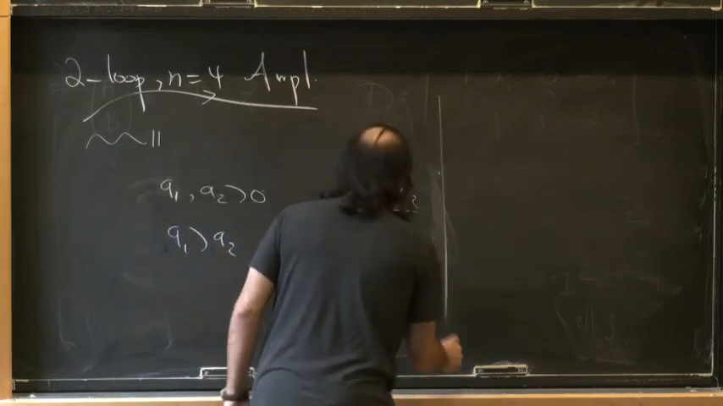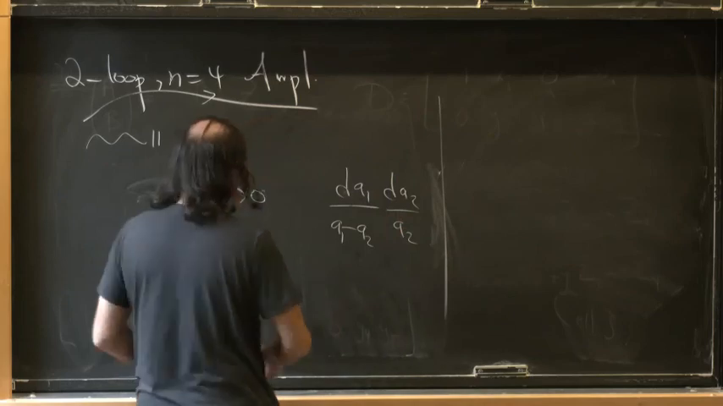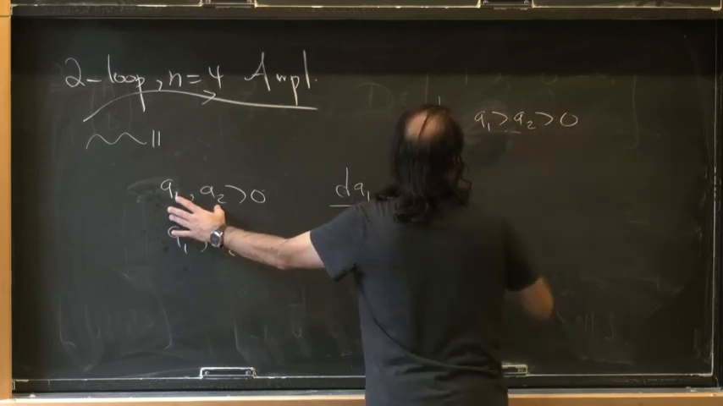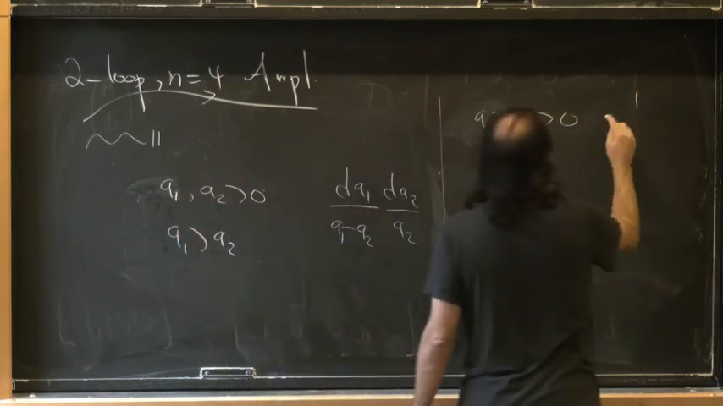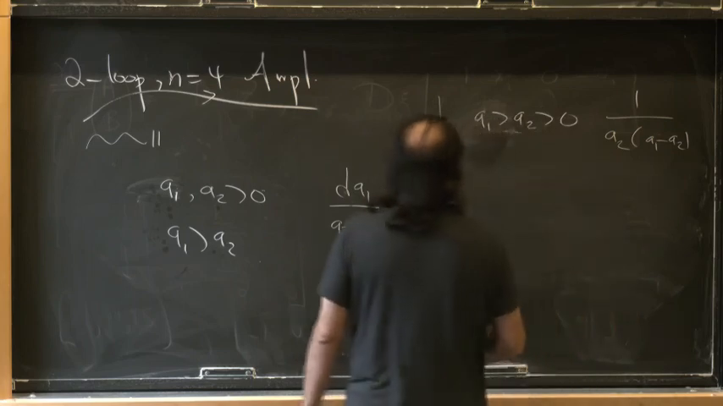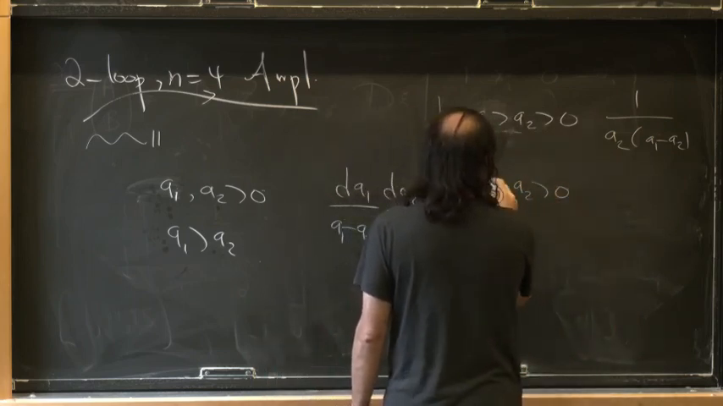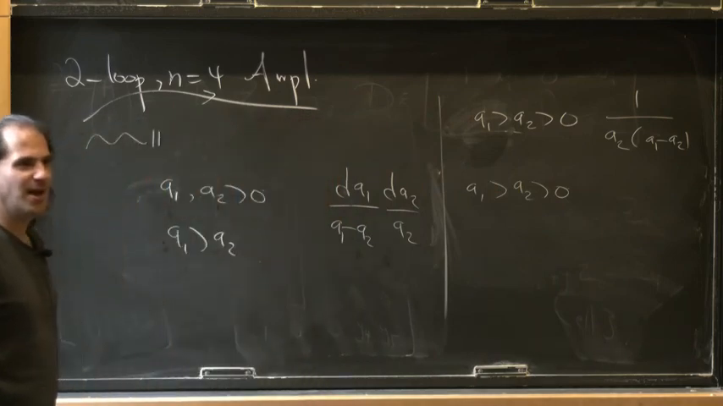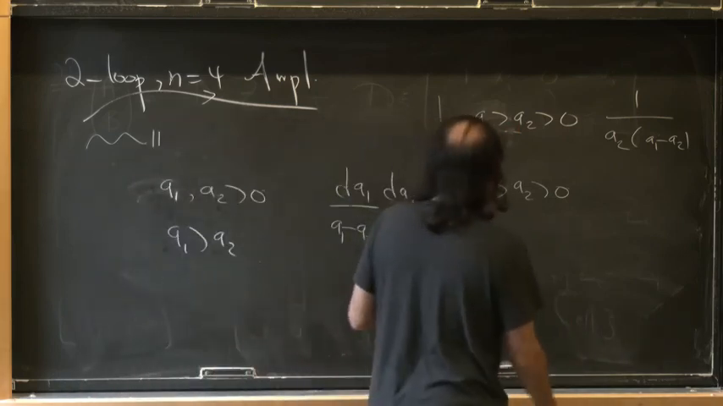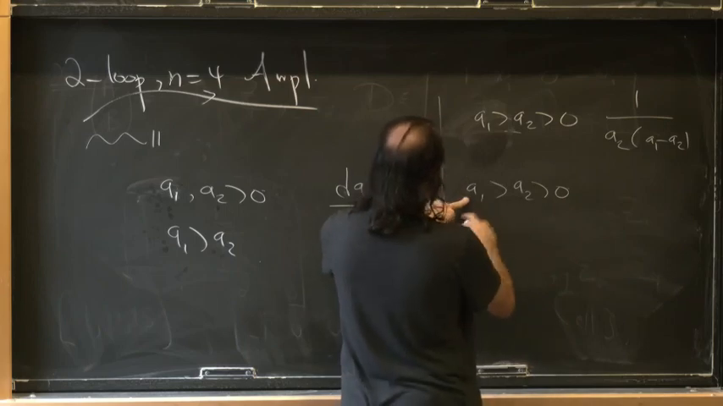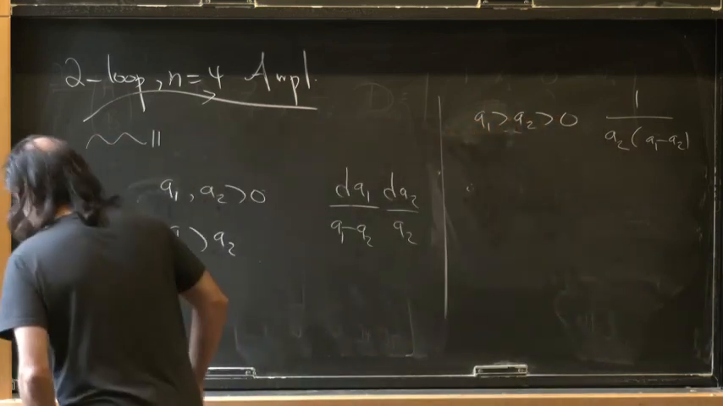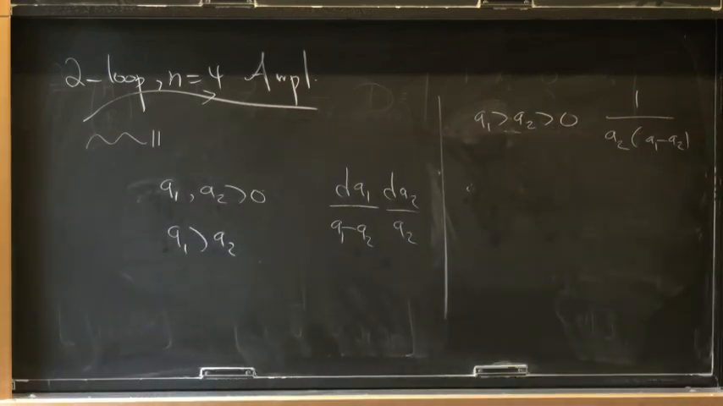We're not going to keep writing down the d's all the time, so let me just abbreviate. In this case, for this region, A1 bigger than A2 bigger than 0, I would write down this form, 1 over A2, A1 minus A2. Forget the d's. What if I had A2 bigger than 0 but less than A1? This is a more interesting example, right? That's all we're going to have. I'm not going to need anything fancier.